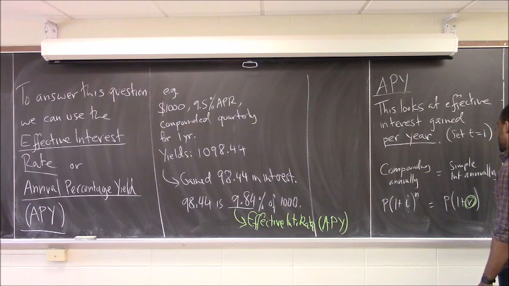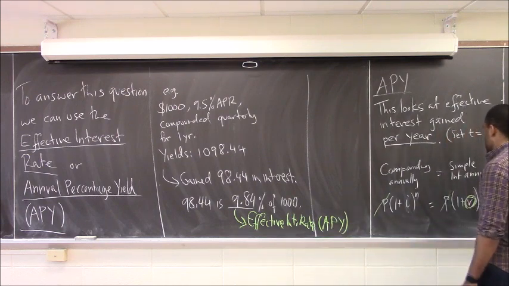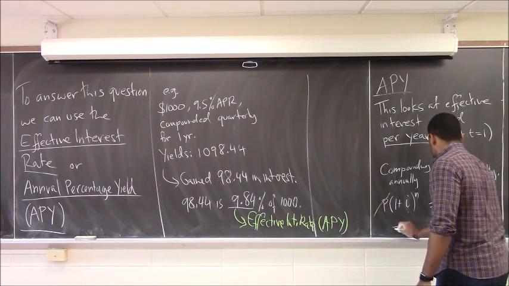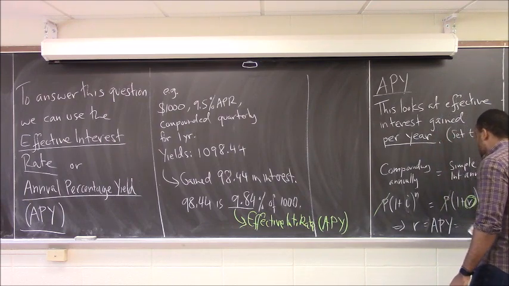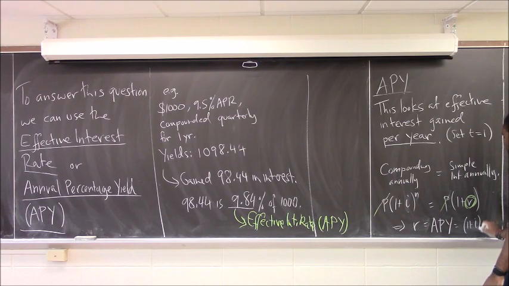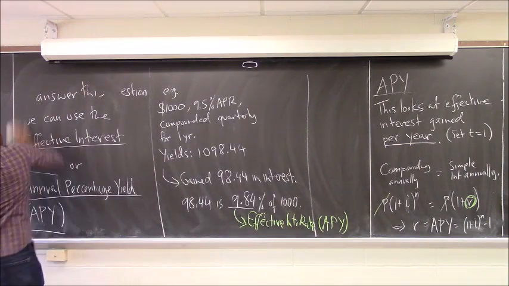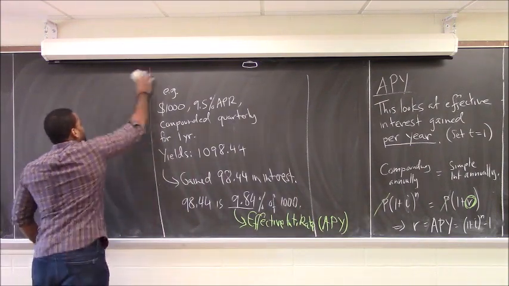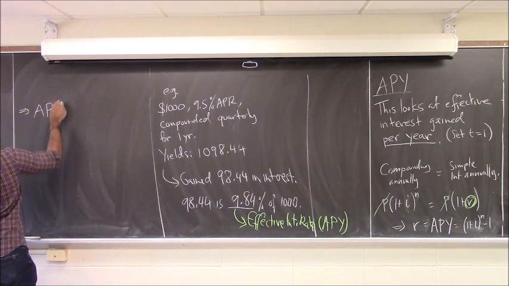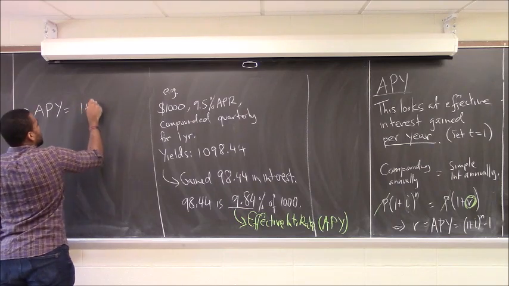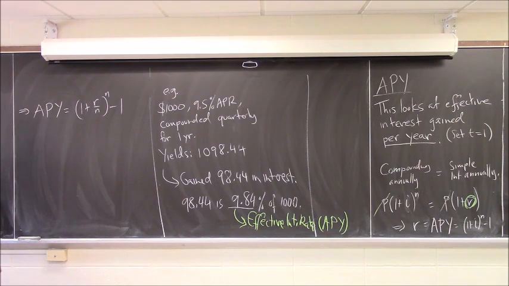And what you can do then is just solve this equation for R. So you would divide both sides by P, and you would subtract 1. And so this means, in this case, when I'm thinking of APY, it's going to look like 1 plus I to the n minus 1. And my I in the compound way is actually R over n. And that's going to give you your APY.